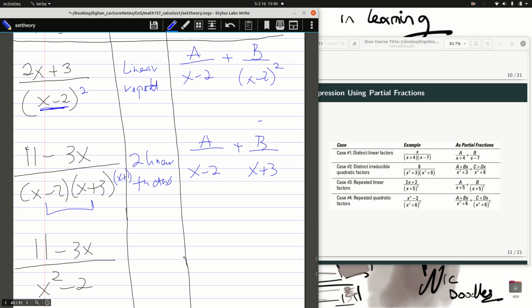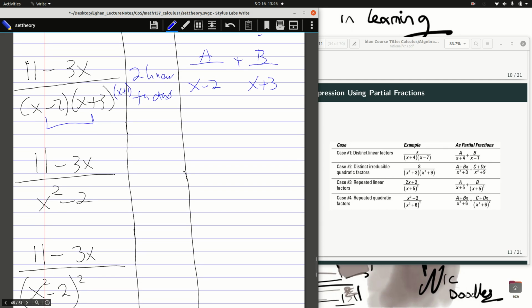Okay, then the third example, what do we have here? The degree is 2, so it means it is quadratic. Is it repeating? No. So my partial form becomes ax plus b over that simple term.